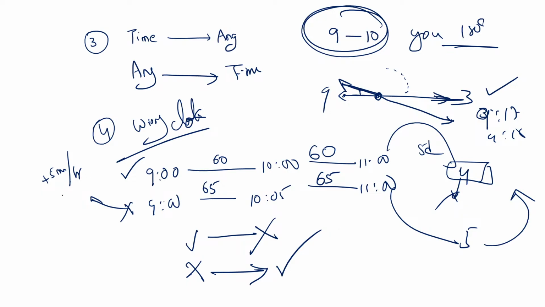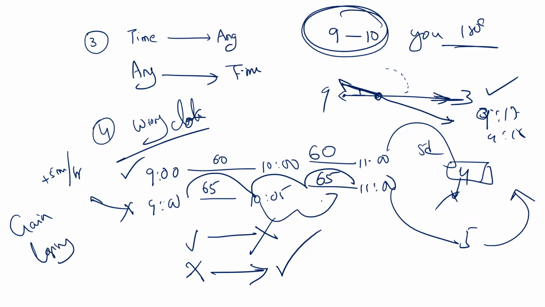Here we are having two cases. The first one is the gaining case, where the watch is going to move faster. The second one is the losing case, where the watch is going to run slower. So we are going to solve all these four models.